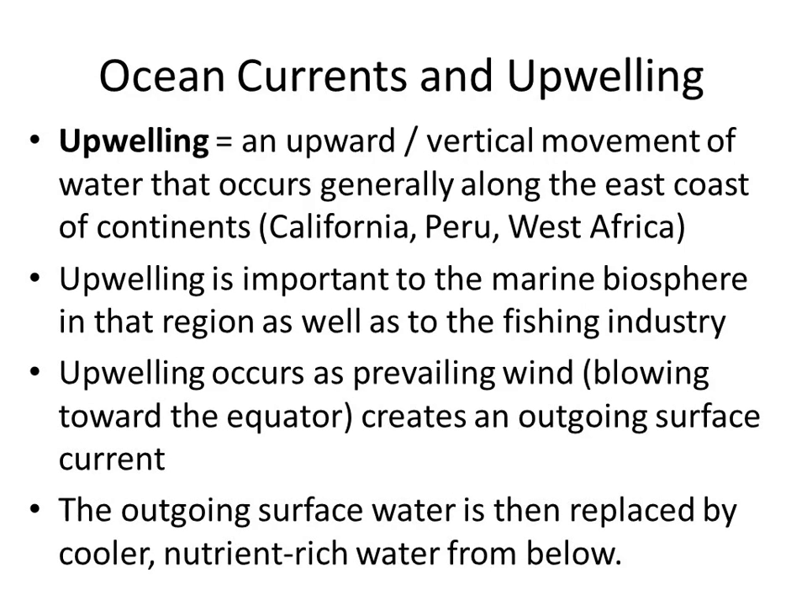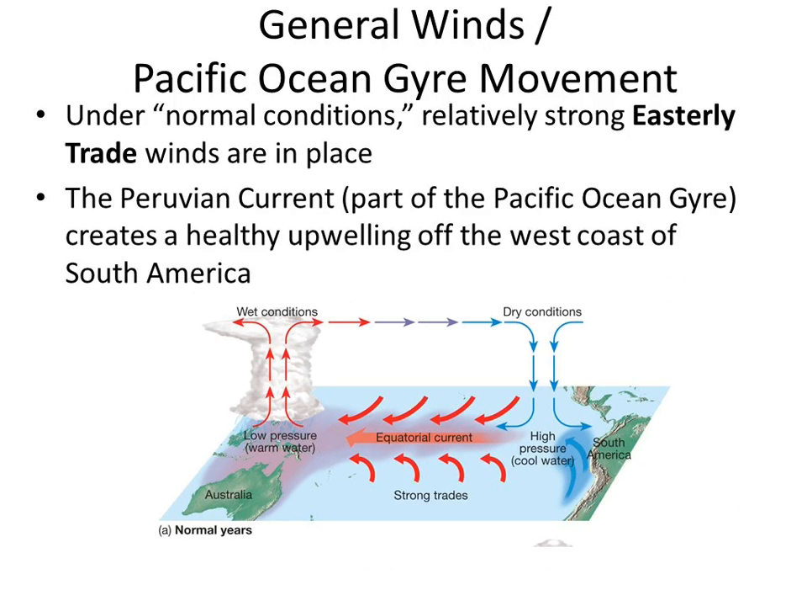Upwelling is caused by, I think of it as almost a suction of water. Prevailing wind makes the water go out, and the water is replaced with water from below. So upwelling is a good thing. So I changed this figure. This figure might be different than the one you have. It's a figure from your textbook, and it talks about normal conditions. Remember I told you we'd be focusing on South America, the Peruvian current and all that? Okay, that's over here.